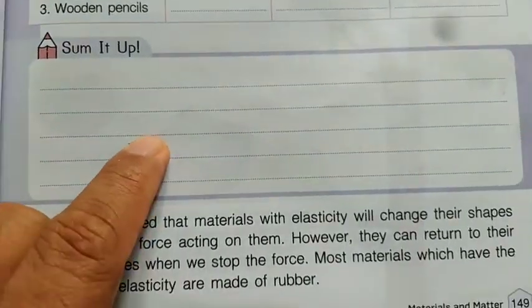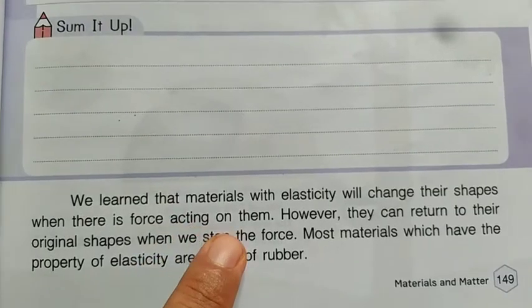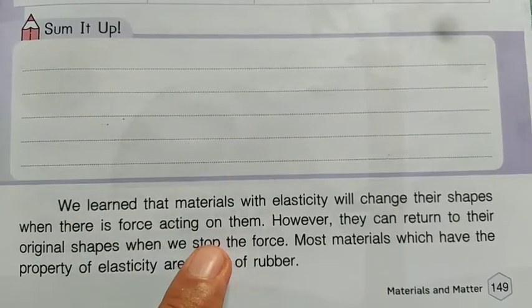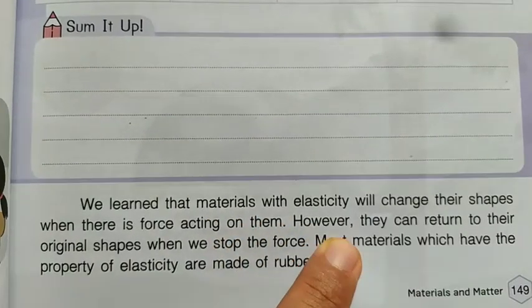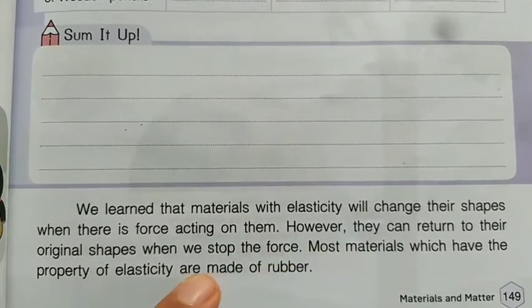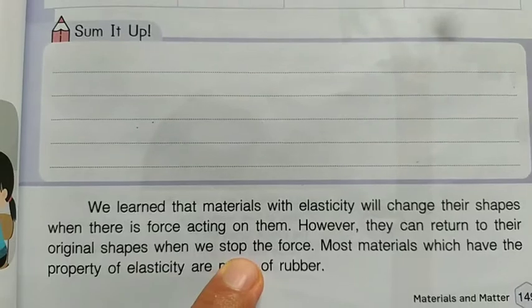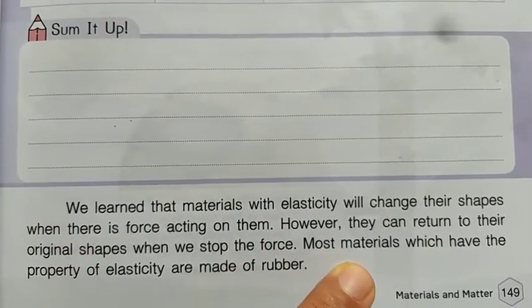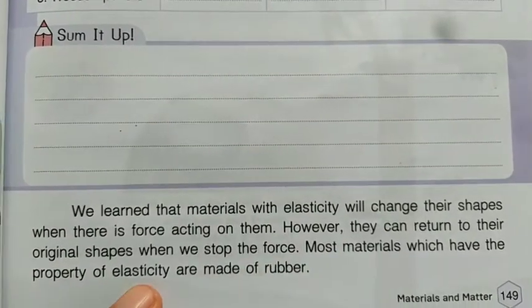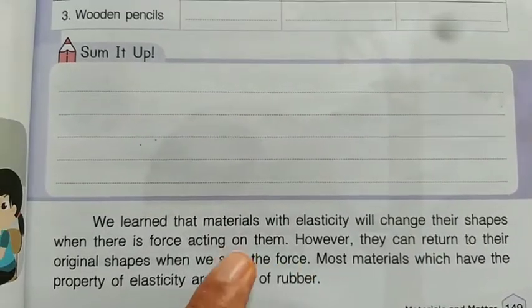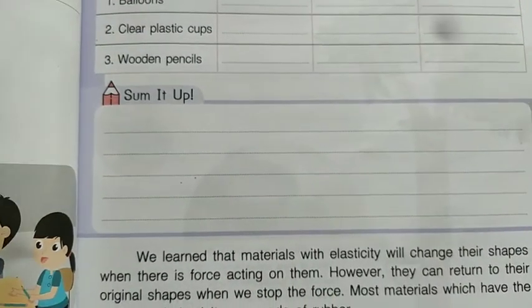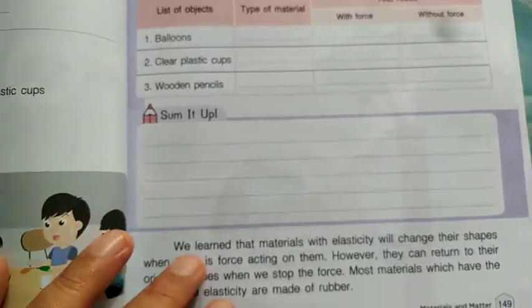Sum it up. As you can see, we learned that materials with elasticity will change their shapes when there is force acting on them. However, they can return to their original shapes when we stop the force. Now, most materials which have the property of elasticity are made of rubber. I want you to review the lesson, review the video to answer these questions in here.